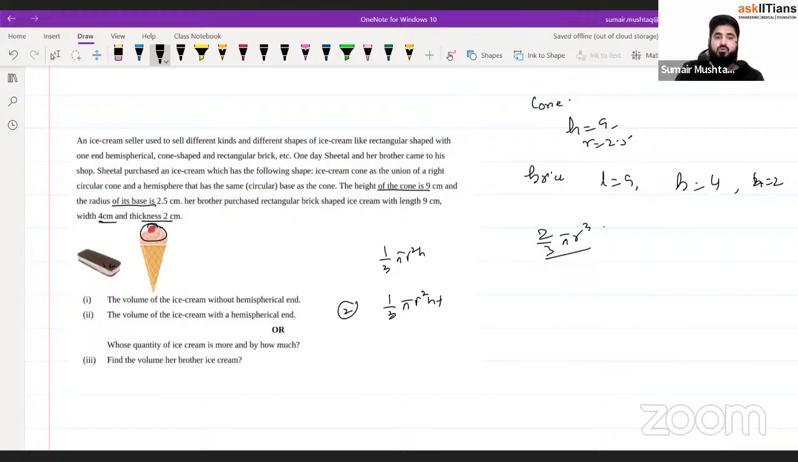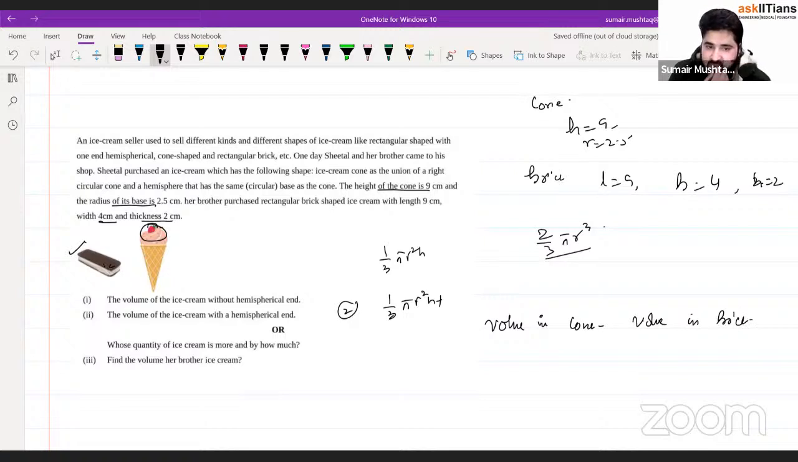Okay. Whose quantity of the ice cream is more and how much? This is the quantity in the brick. This is the quantity in the ice cream. And whose quantity is more? You have to find it out. How can you find it? Find the quantity of the ice cream and find the quantity of the ice cream in the brick. You can get it. How to find the quantity of the ice cream in the brick? That is volume of the cone minus volume of the brick.